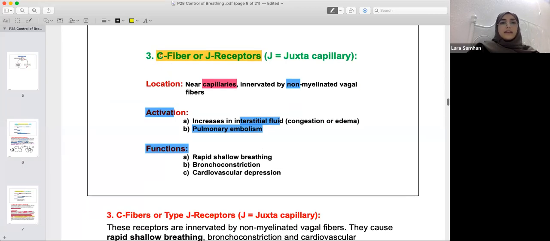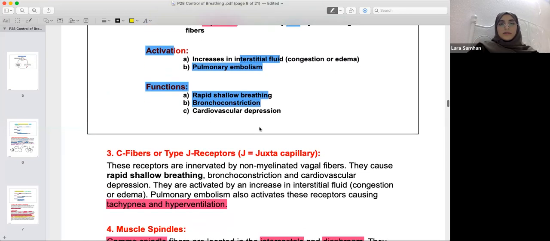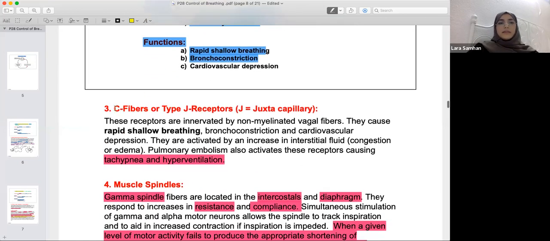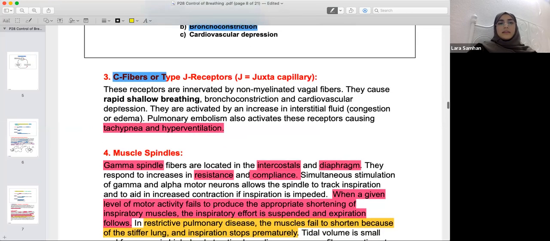Now, in regard to the C fiber and J receptor function, they basically help in rapid shallow breathing. What does shallow mean? Shallow means not deep. So we want rapid, not deep breathing, and this is aided by the C fiber or J receptor, number one. It also helps in bronchial constriction, the bronchi are going to be constricted, and it helps in the depression of the cardiovascular system. So, to review, the C fiber and the juxtacapillary J receptor help in rapid shallow breathing, bronchoconstriction, and cardiovascular depression.